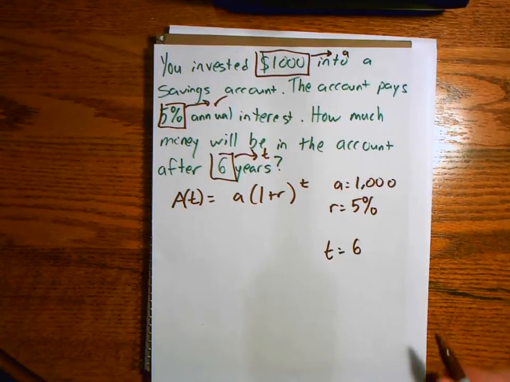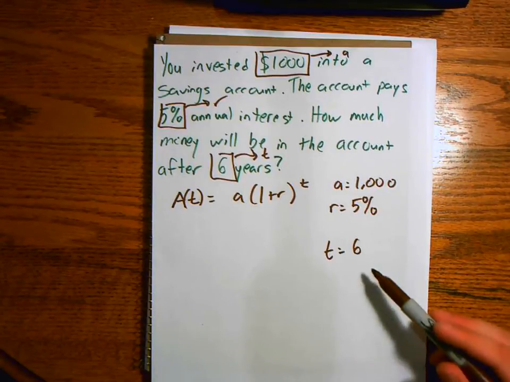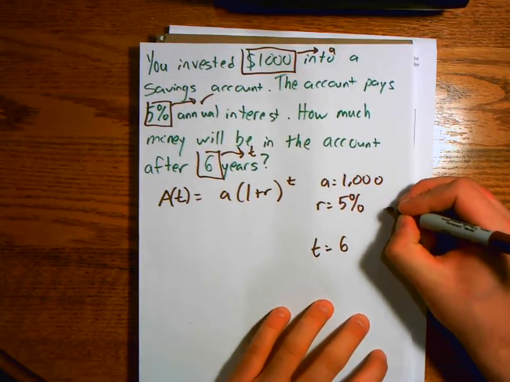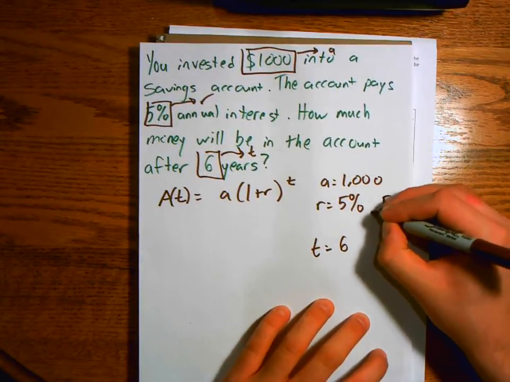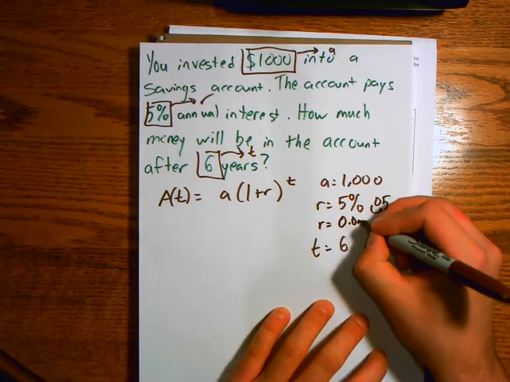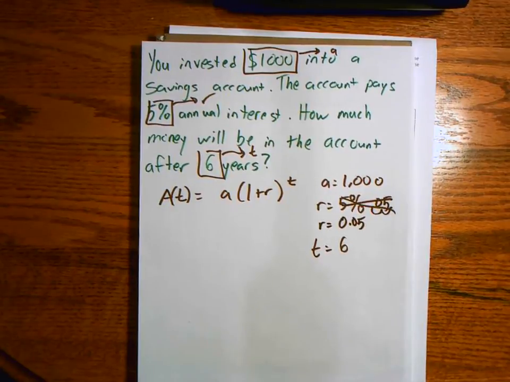Now your t is always going to be in years, and since it's already in years, we don't have to change anything with it. But if sometimes you're given months, you'll have to convert this to years, or if you're given days, you'll have to convert it to years. Just always convert your t to years. And then our rate must always be written as a number. So instead of 5%, you move the decimal over 2 spots to get your new r of 0.05. And that is the number you plug into the formula. Don't ever plug it in as a percent.